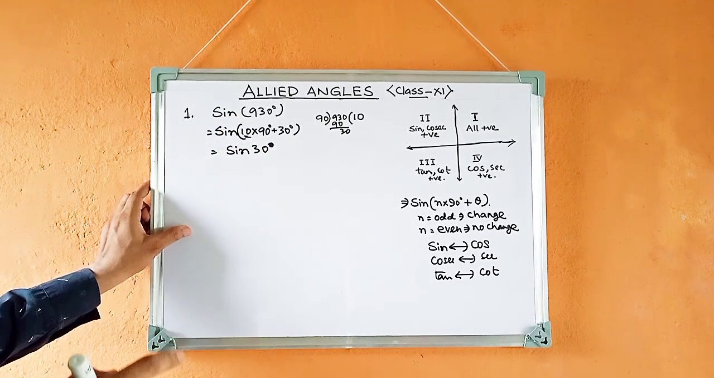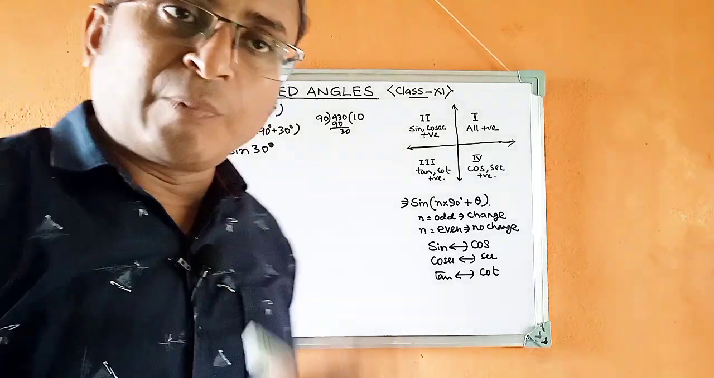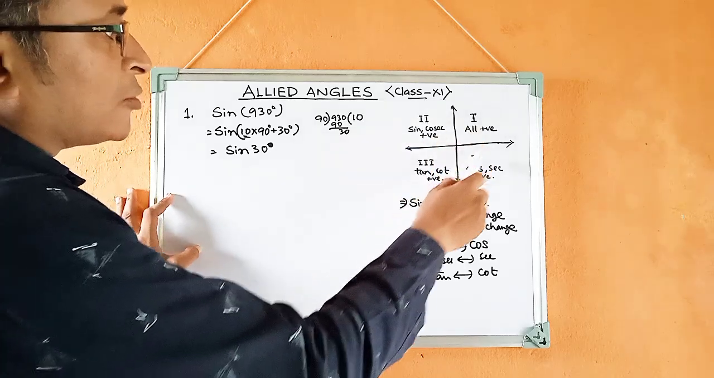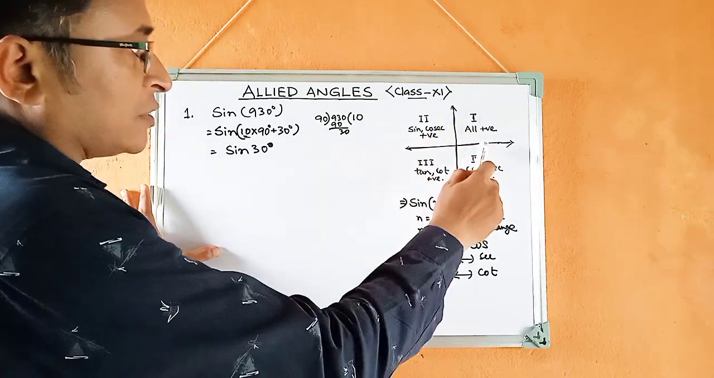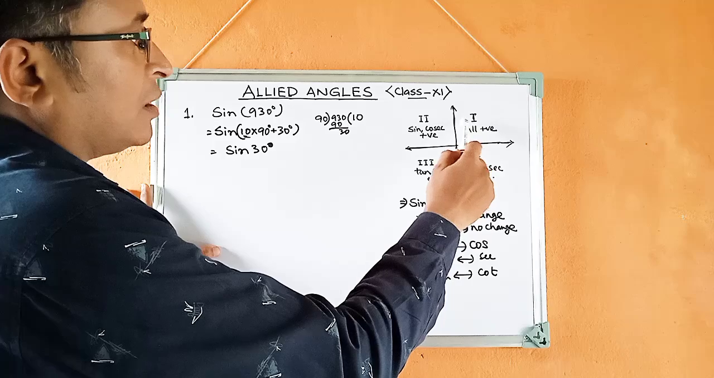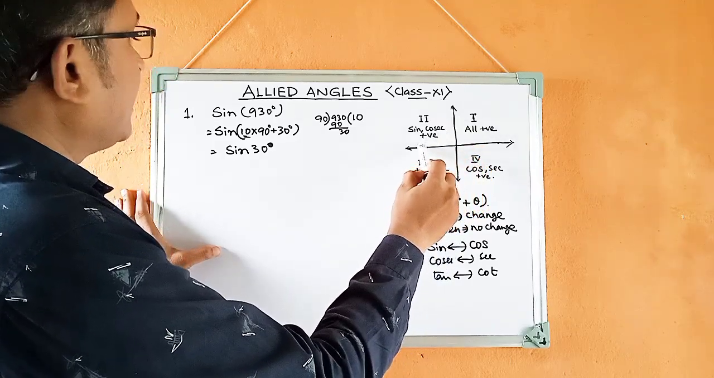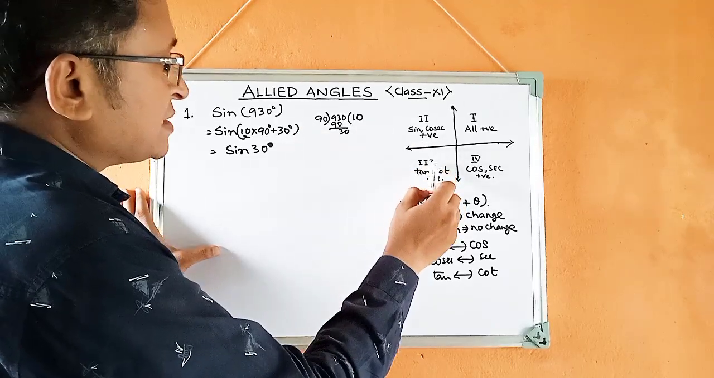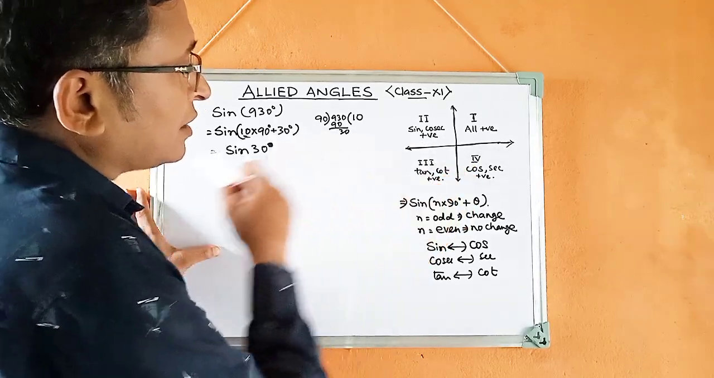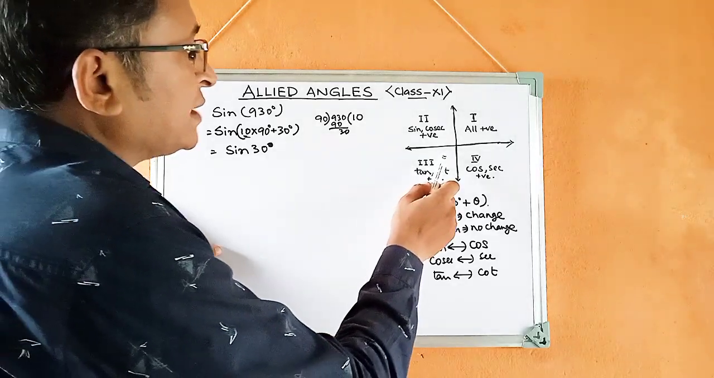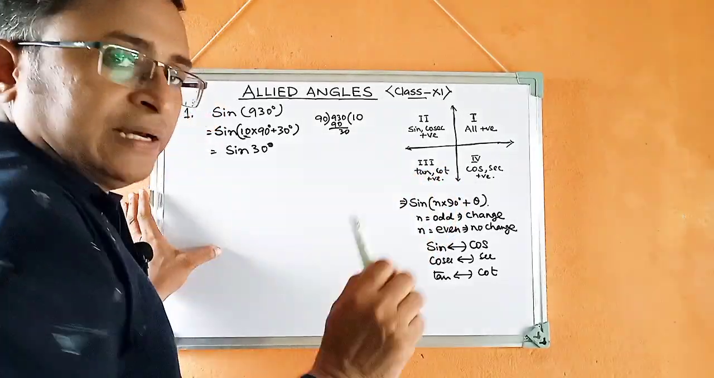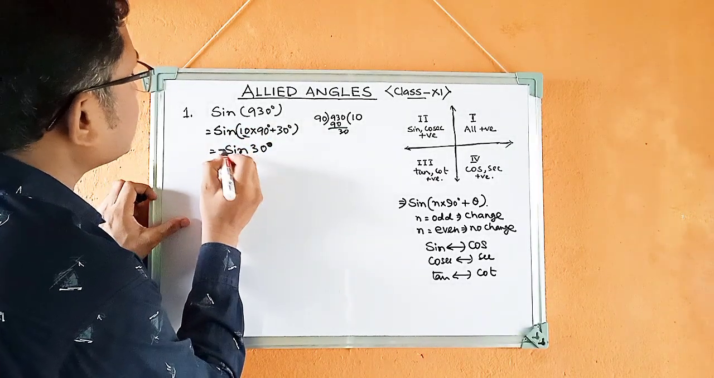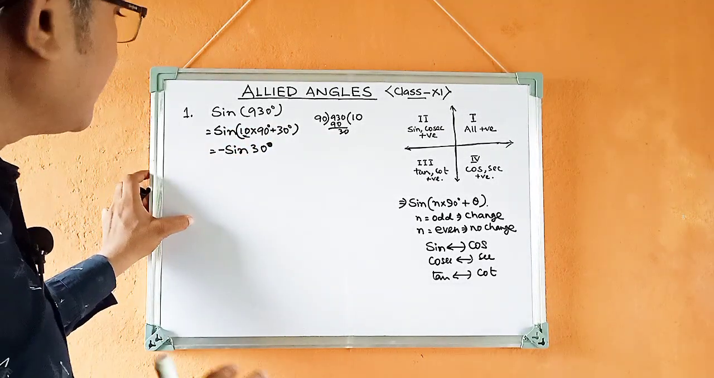Now, in which quadrant is this angle situated? This is very important. See, 10 into 90 degree means complete rotations: 4, again 4, that is 8, then 9, 10. So after 10 quarter rotations we stand here, and after that 30 degree, that means here, so this angle is situated in the third quadrant. Now look, in the third quadrant tan and cot are positive, and all other ratios are negative. That means we give a minus sign in front of sine 30 degree.